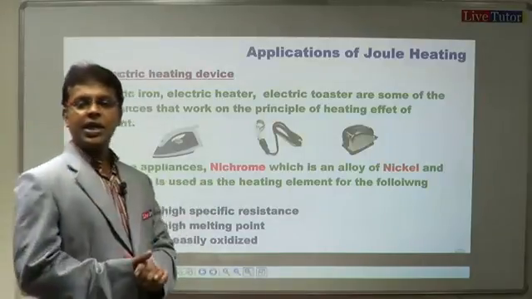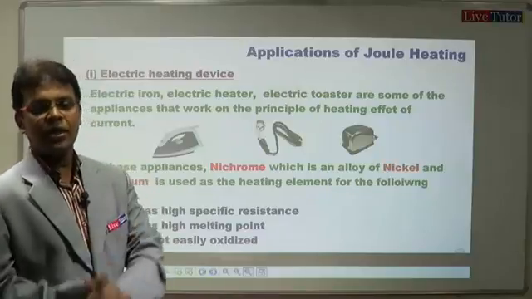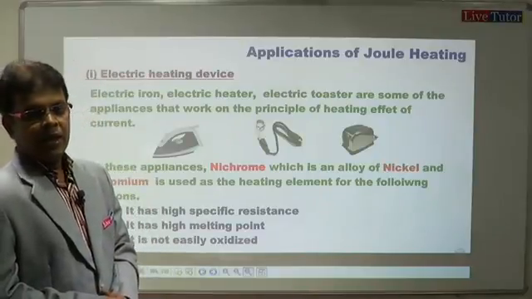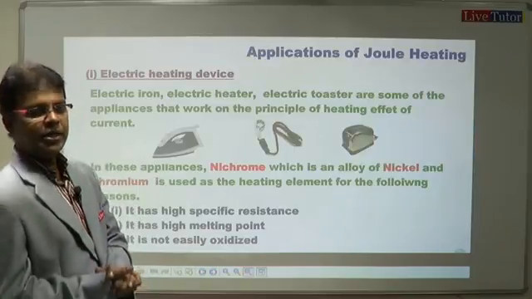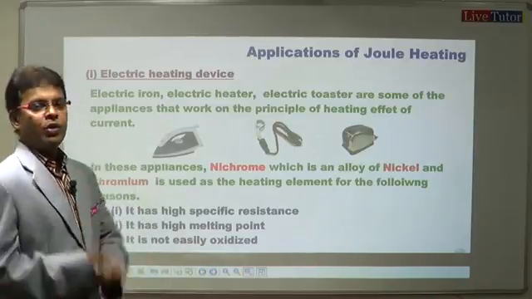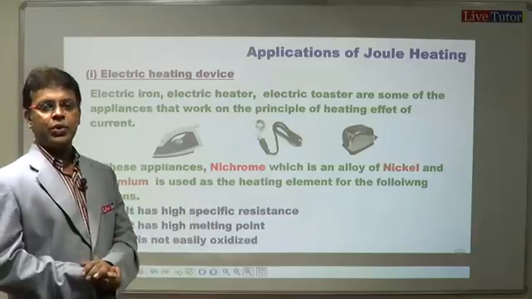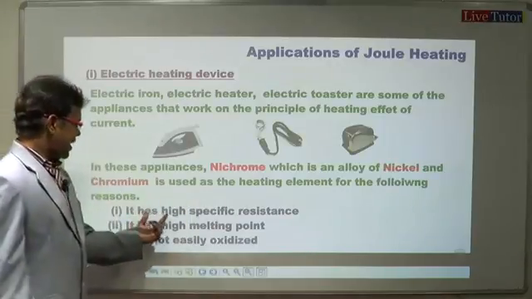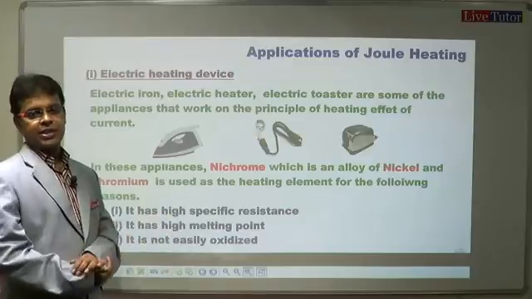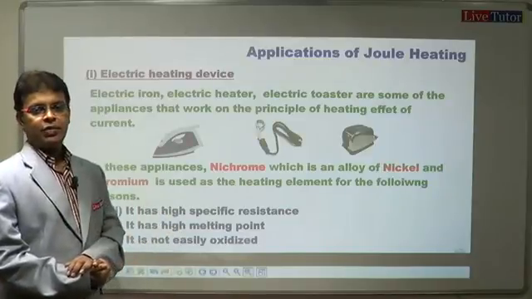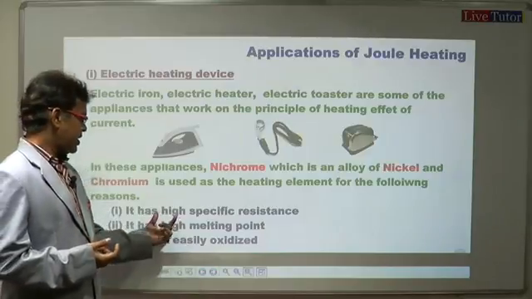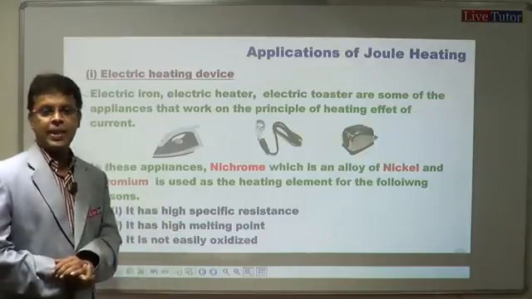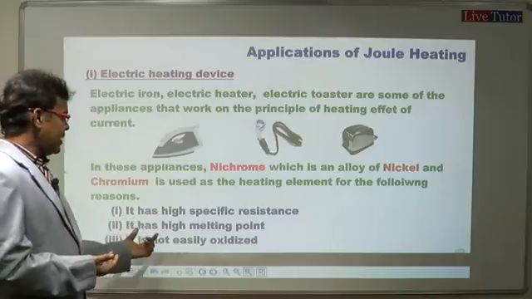Why is it used as a heating element? There are 3 important reasons for that. Already I have told you that it should have a high resistance, then only it can resist the flow of current, so that it will be transferred into heat. So, naturally it has got a high specific resistance. First point is, why is nichrome used as a heating element? The first point is, it has high specific resistance. And next one is, it has high melting point.